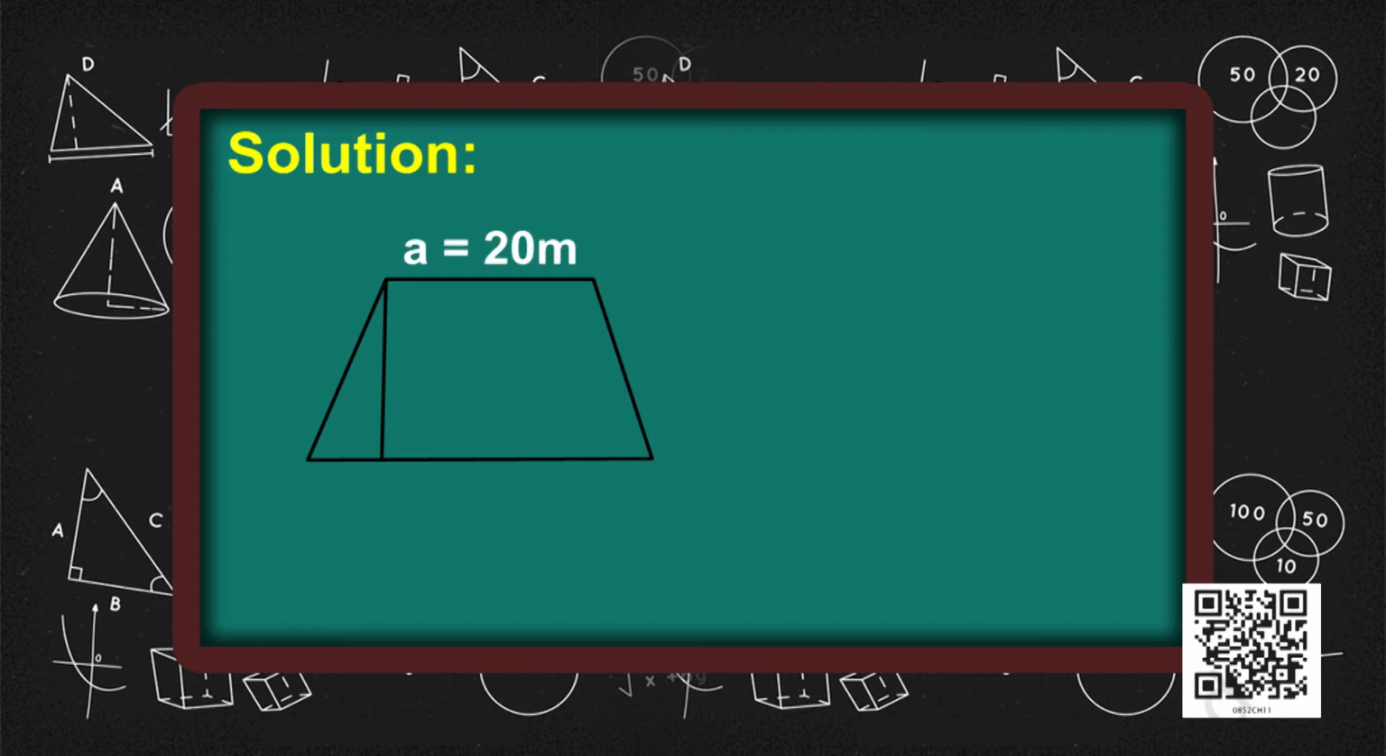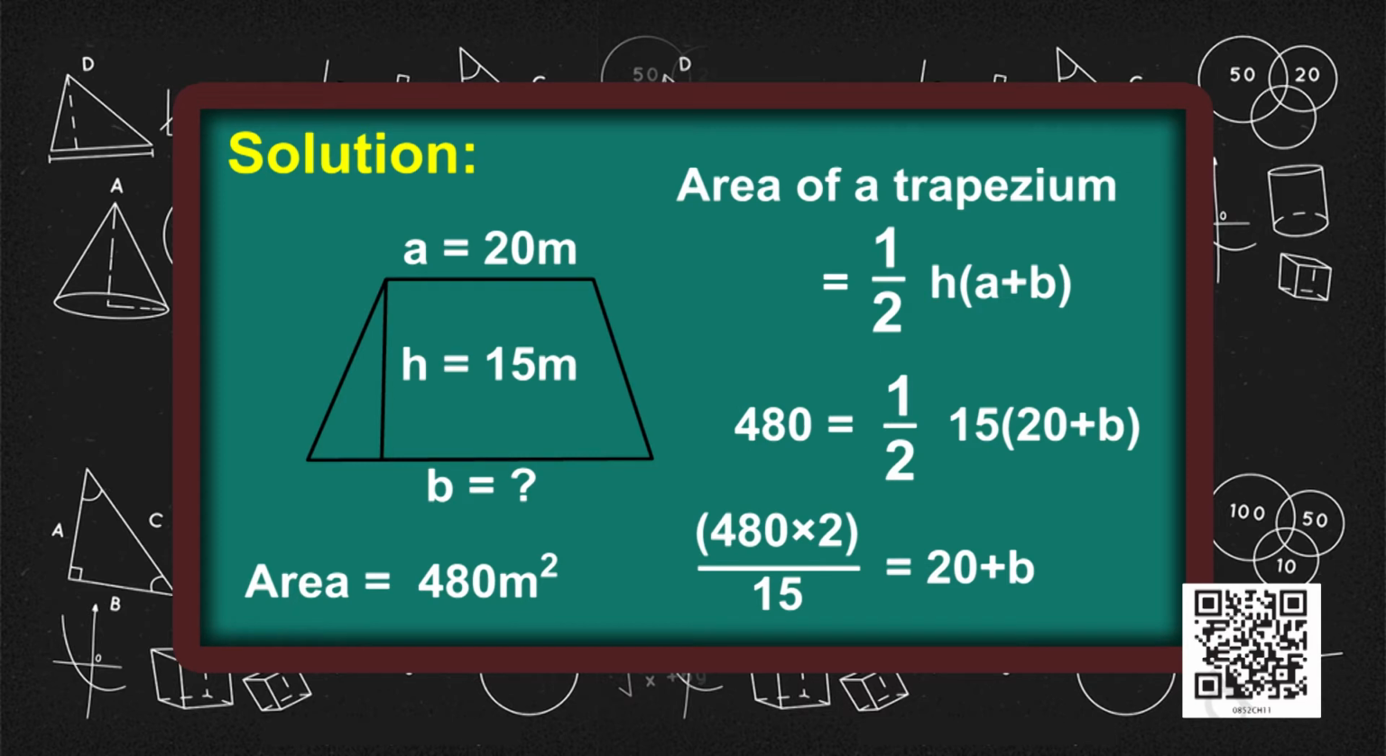One of the parallel sides of the trapezium is given as 20 meter. Let it be a. a is equal to 20 meter. Let the other parallel side be b, which we need to find out. The height h is equal to 15 meter. Also, the area of the trapezium is given as 480 meter square. We know that area of a trapezium is equal to half into height into (a plus b).